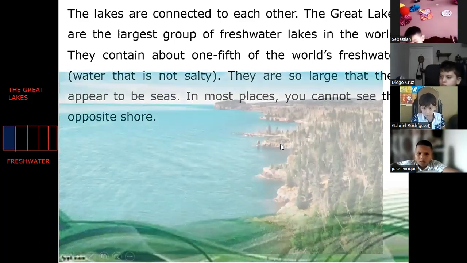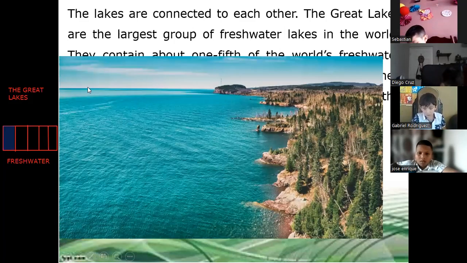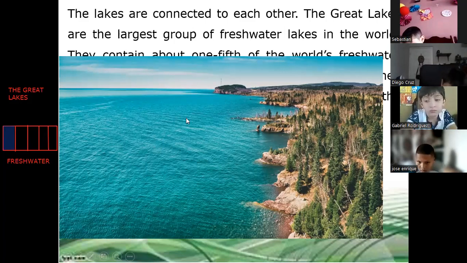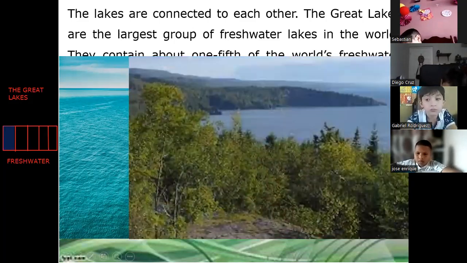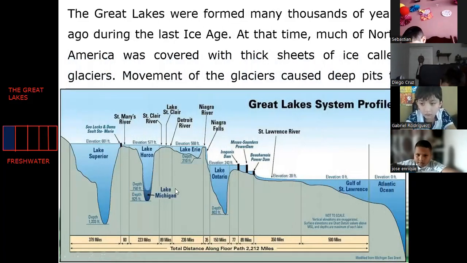Look at this one, and I show you. Look, what can you see here? Just the horizon. You see the horizon here, that's it. That's why it says that they look like oceans, like seas, because you cannot see the opposite shore. They are huge. Look at these others. These are pictures from those lakes.